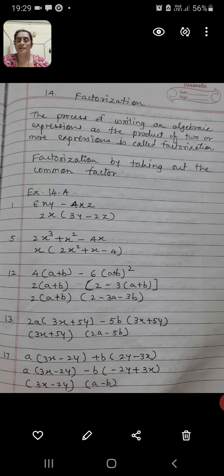Now we'll see what is common between 2a and 5b. There's nothing common in that. So, (3x plus 5y) is common in both the terms. So, we'll take that as a factor, the first factor. So, (3x plus 5y) we have to take as the first factor, and what is remaining? 2a minus 5b, that will be our second factor.